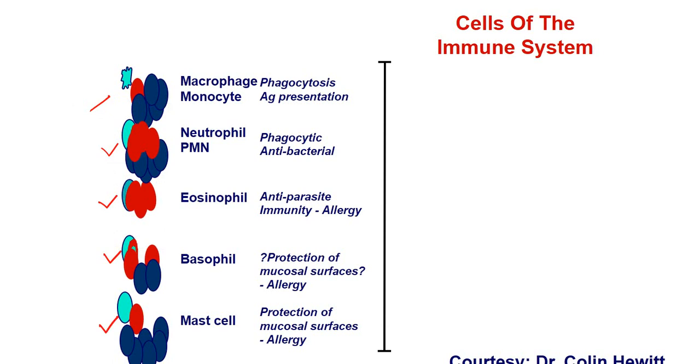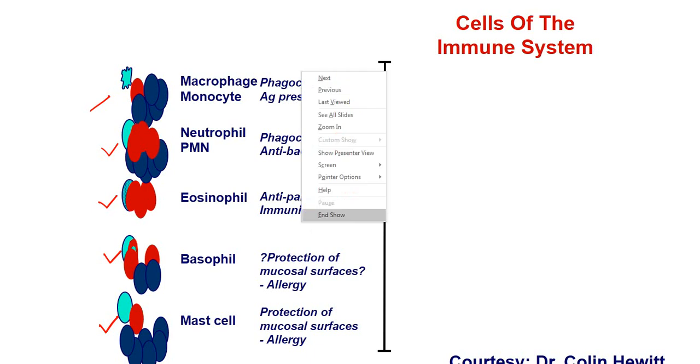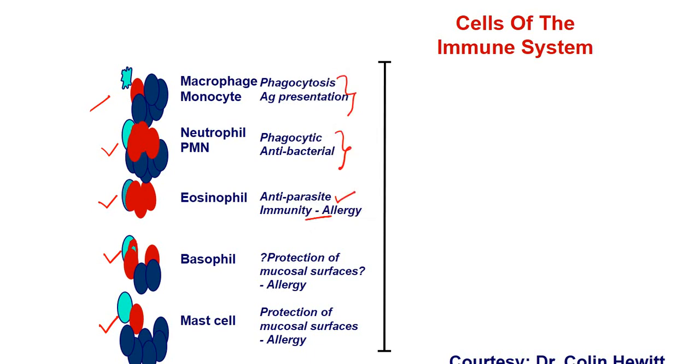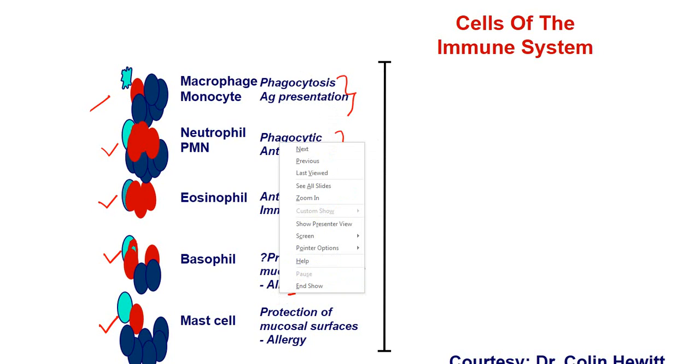You talk about the monocyte and macrophage, they take part in phagocytosis and antigen presentation. The neutrophils, again phagocytosis and its antibacterial in action. Eosinophil is antiparasite, and eosinophil count also increases during hypersensitivity or your allergic response. Basophil, it protects the mucosal surfaces. There is a role of basophil even in hypersensitivity or allergy.